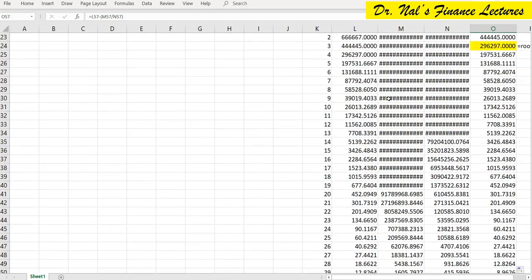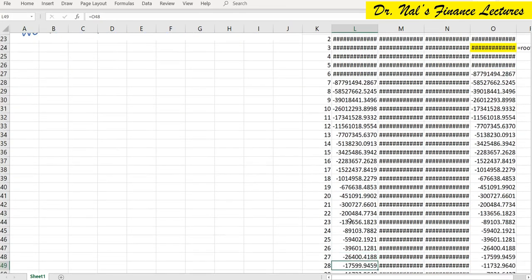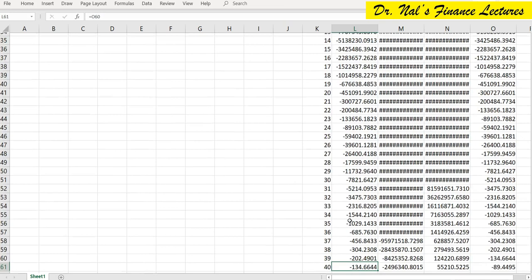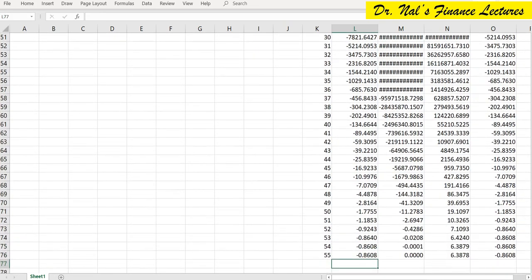So if instead of 1 million, we started out with minus 1 million, or minus 1 billion, for instance, again, we will ultimately reach one of the roots, but it will probably take a long time. So for instance, it took 36 steps to reach the root, but in this one, wow, look at that. After 53 steps, we were able to reach one of the roots.